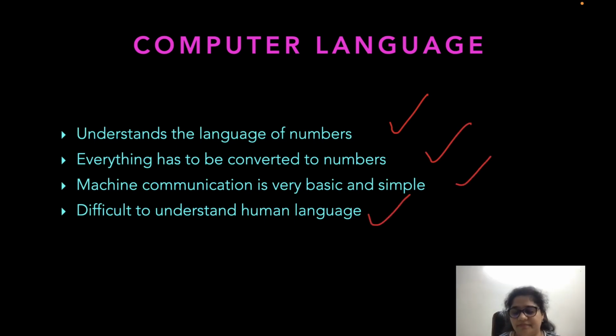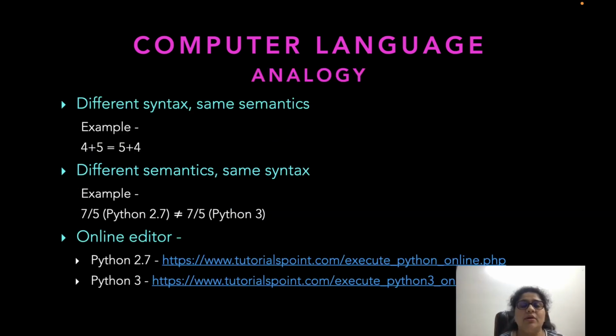All right. So here in this slide, we'll talk about the computer language. Some analogy we'll discuss here, right? So first example, you can notice different syntax, but same semantics, means same meaning. So example, what we have written is 4 plus 5 is equal to 5 plus 4.